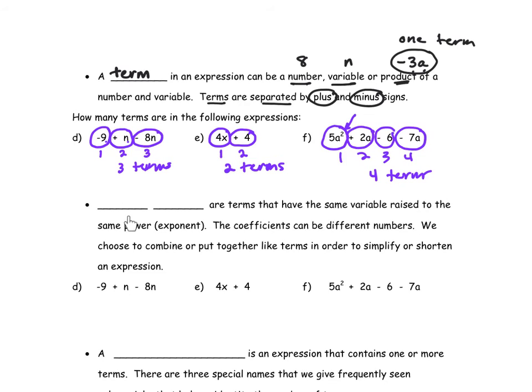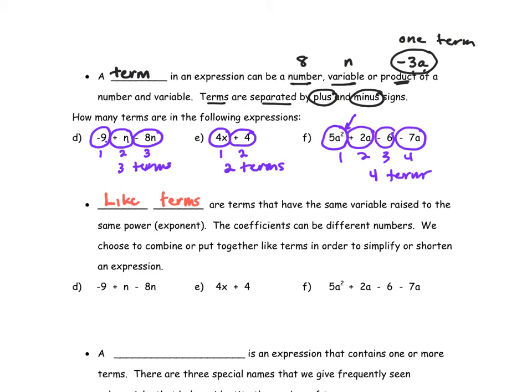So moving forward, we're going to write like terms right here. The word like implies that something's similar. So like terms have the same variable raised to the same power. And a power is an exponent, that little number. The coefficients can be different numbers. We choose to combine, or put together, like terms, and that's what we're going to do in this next chapter. We're going to put them together, called combining, in order to simplify or shorten an expression.